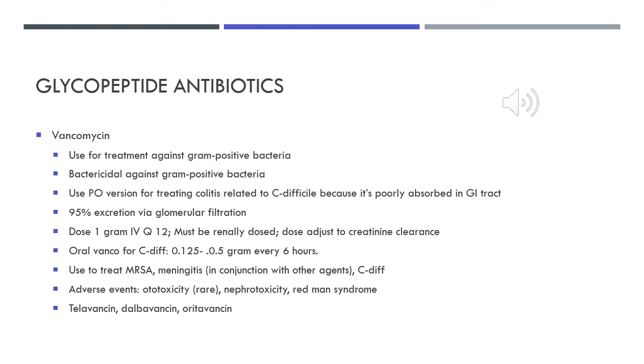So when we talk about another category within this conversation of other beta-lactam related drugs, we have to consider the glycopeptide antibiotics. And the classic one is vancomycin. If you see on the very bottom of this slide, I said telavancin, dalbavancin, and oritavancin are also listed. But let's be realistic. Telavancin is the one that you might see in the hospital setting. However, you're really going to see vancomycin first and foremost.